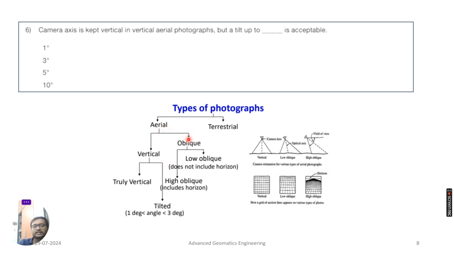And then you have another type of aerial photograph, which is known as an oblique photograph. There you have low oblique and high oblique. If it is low oblique, then it will not capture the horizon. If it is high oblique, then it will include the horizon.